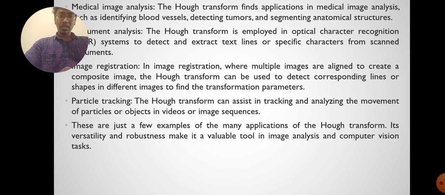And the next one is image registration. In image registration, where multiple images are aligned to create a composite image, the Hough transform can be used to detect corresponding lines or shapes in different images to find transformation parameters. This one is another application. Particle tracking is another one. Hough transform can assist in tracking and analyzing the movement of particles or objects in videos or image sequences.